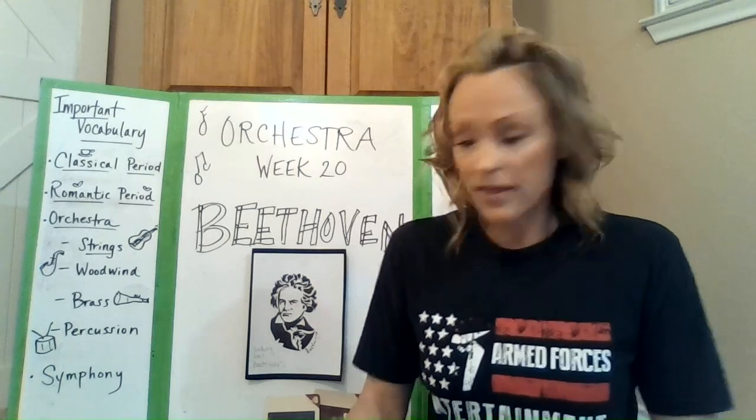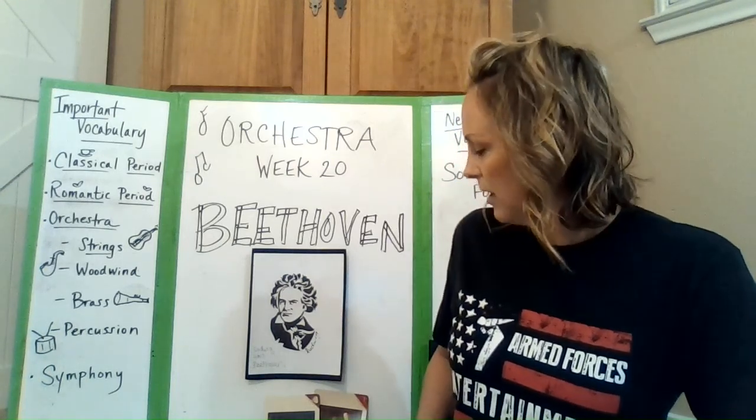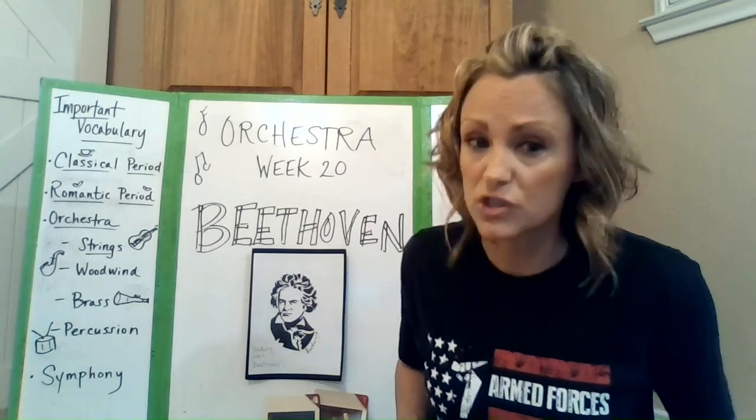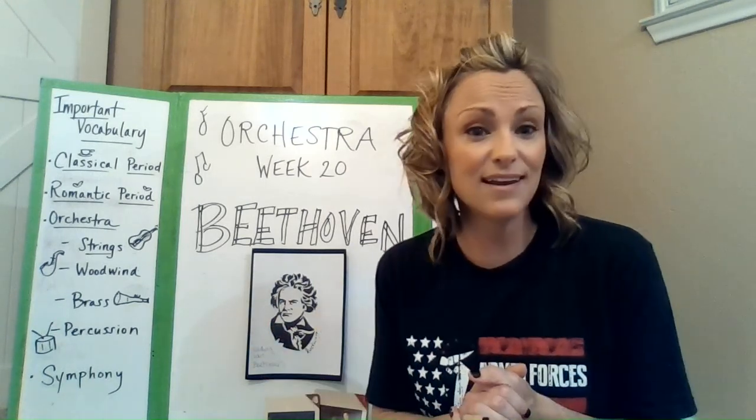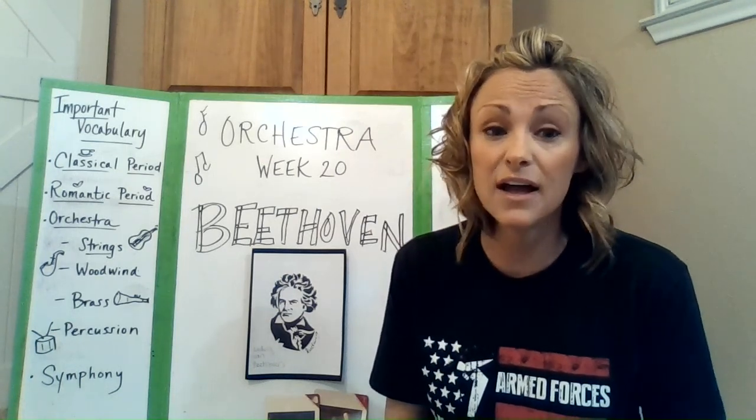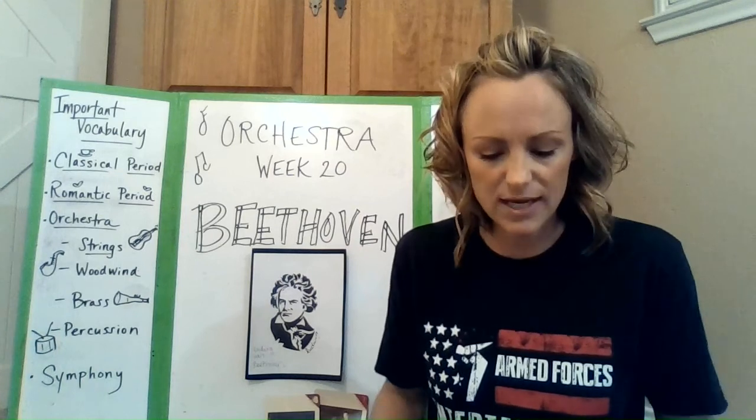All right, so that's what we've already learned together. Let's go ahead and jump into Beethoven. Okay, so he was German, born in Germany. We know where that is because we've been studying geography, so we know exactly where Germany is, over on the continent of Europe. You guessed it.